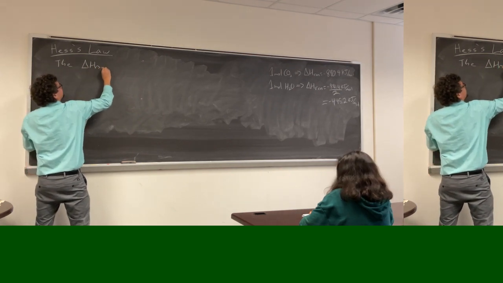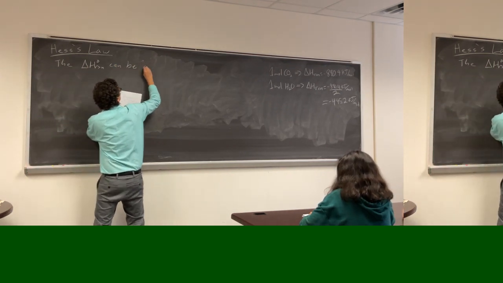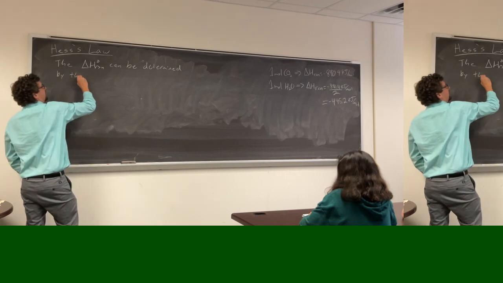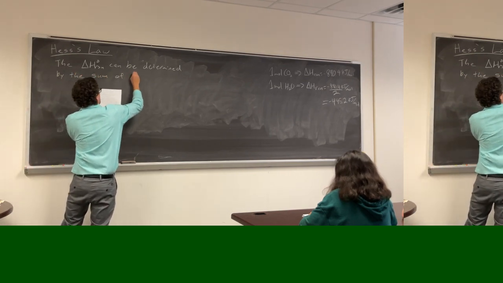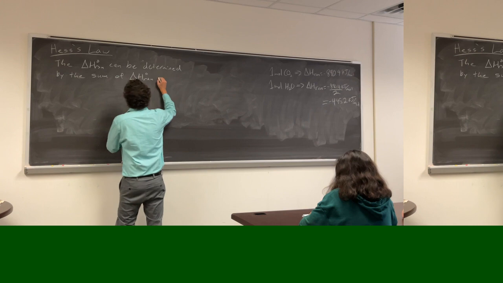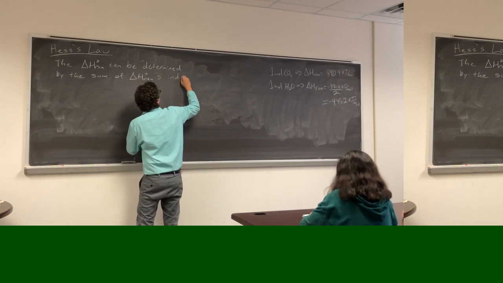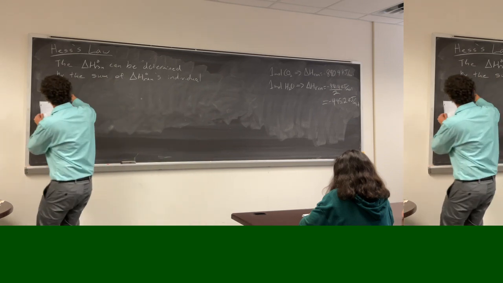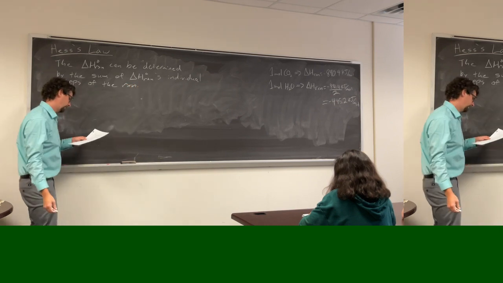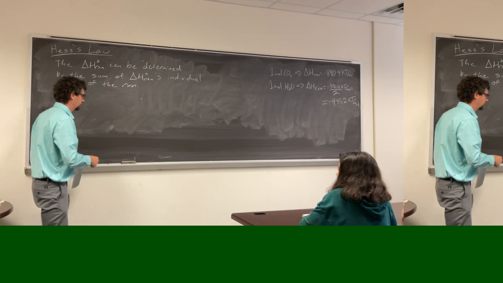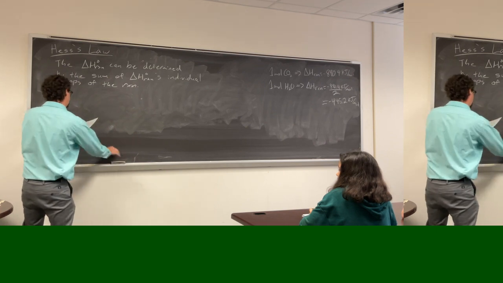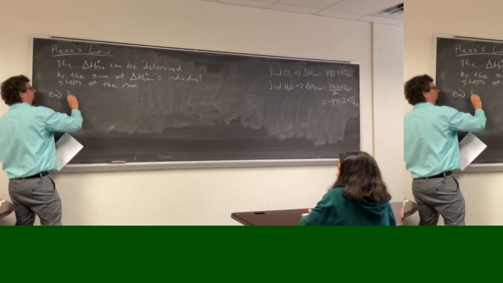So, the heat of a reaction can be determined by the sum of delta H reactions, individual steps of the reaction. So we could look at breaking apart a reaction into simple steps, especially if we know heats of formation. So let's look at an example.